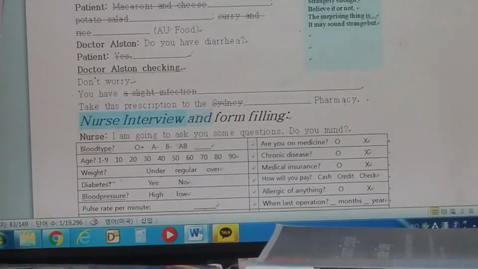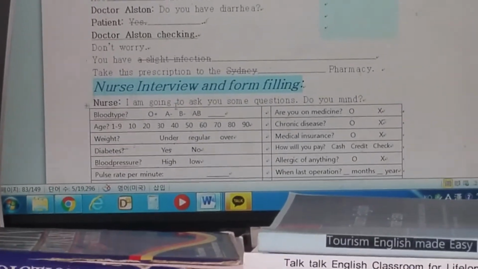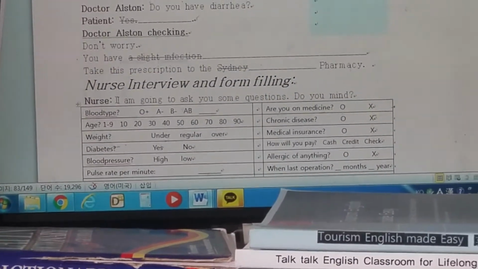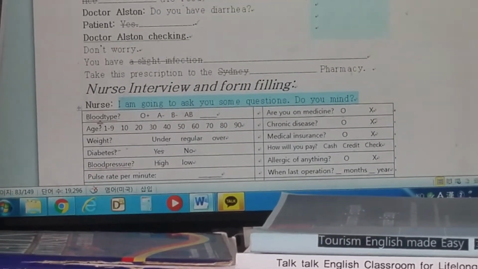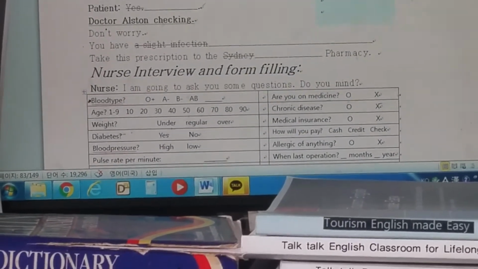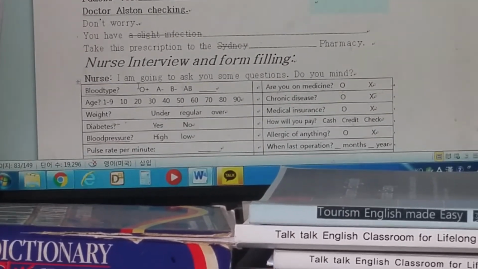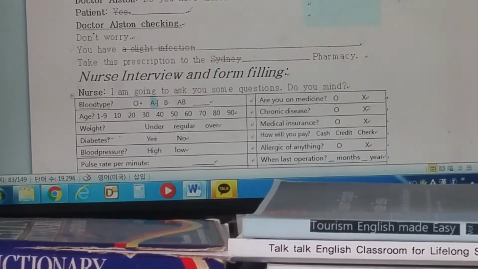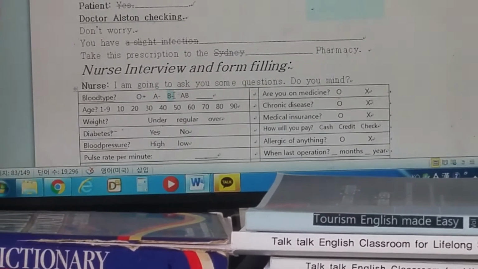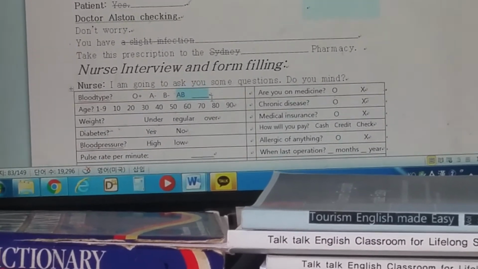All right, here is the nurse interview form. So the nurse is going to ask you a question. You do this one too. I am going to ask you some questions. Do you mind? What is your blood type? All right. You answer what? O plus, A minus, B minus, A, B, C.